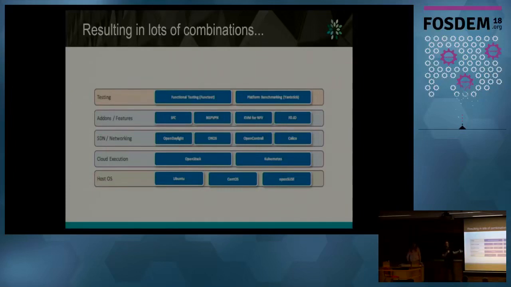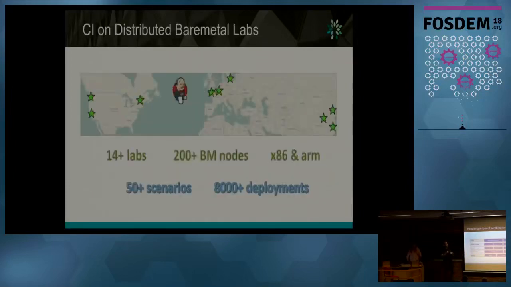And in our case, we put all these components together and try to find what works and what doesn't. And as I said, this is impossible to do manually, and we have a CI machinery for OPNFV, which uses distributed bare metal labs all around the world. Currently, I think 15 labs are providing resources, and we have more than 200 bare metal nodes supporting two architectures, x86 and ARM.